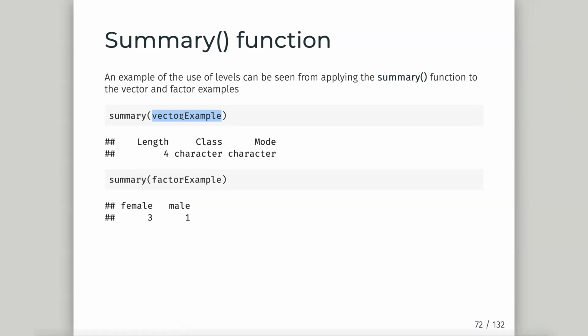If I do that on the factor, it actually gives me some really useful information. It tells me how much of each of these categories there are. I have 3 females and 1 male. So the same function applied to different classes can give me a slightly different result. And that's because under the hood, R is doing a little bit of work for you.